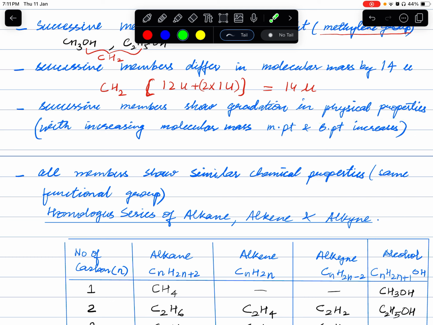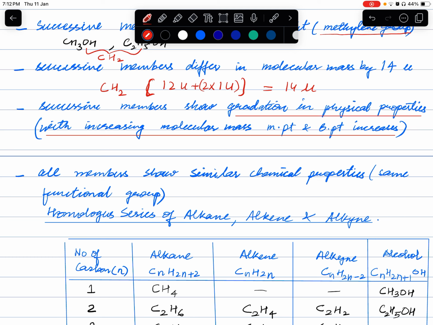Why? What is the reason? Reason for this is, with increasing molecular mass, melting point and boiling point, for example, change. Why? Because as molecules become bigger and bigger, their intermolecular forces change. Therefore physical properties show a slight change, that is their boiling point or melting point increases due to increasing molecular mass. But chemical properties will remain same.